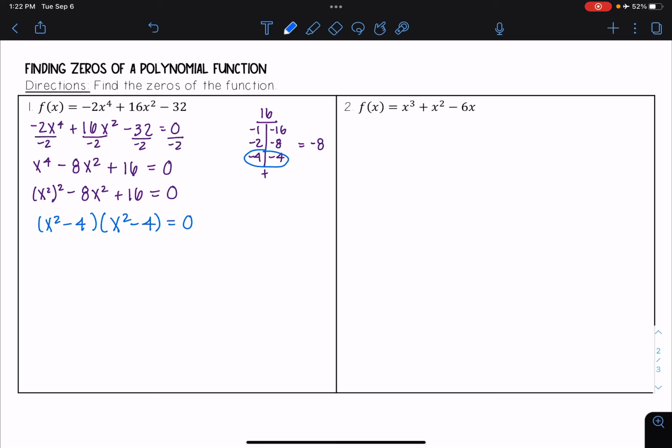Again, here I could go ahead and factor that again, but you could just go straight to solving. That's what I'm going to do. So I have really the same thing here, so I'm actually only solving one equation. x squared minus 4 is equal to 0. So I can add 4 to both sides, and then take the square root of both sides, and I get that x is equal to plus or minus 2.